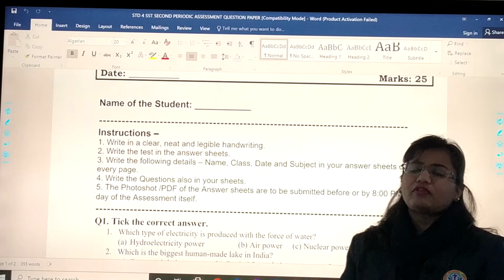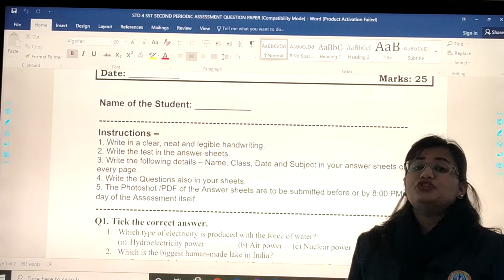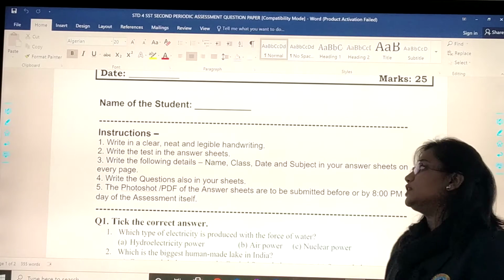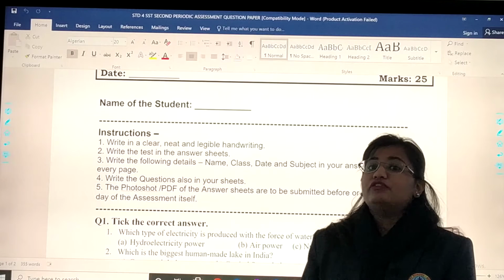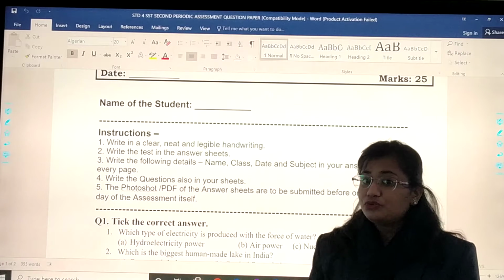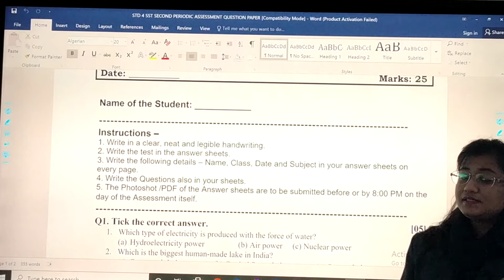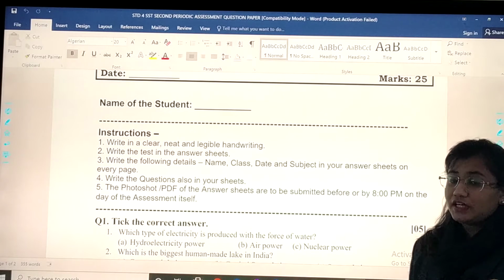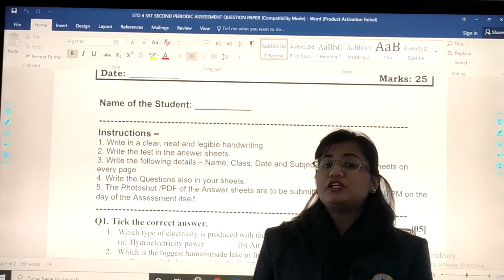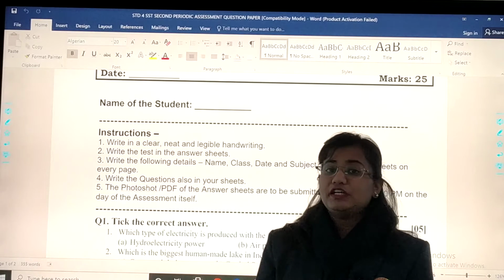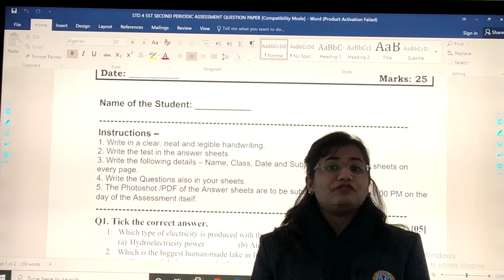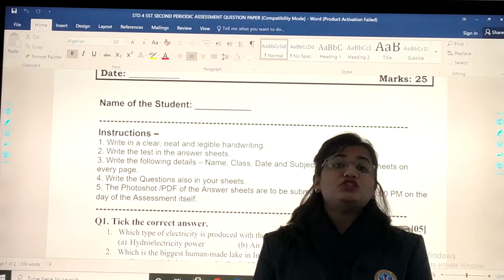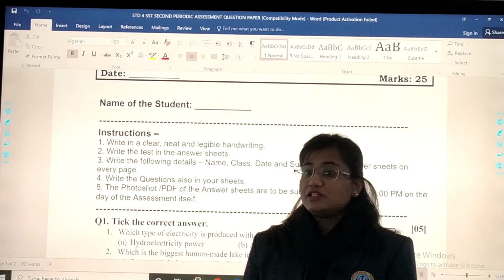Number 2. Write the test in answer sheets. You need to write all your answers in an answer sheet, okay? Number 3. Write the following details. You need to write your name, class, date of assessment and subject in your answer sheet, and it should be mentioned in each and every sheet, okay? As you all know that we are checking all your papers through a Photoshop. So you need to mention all your details in it, right?